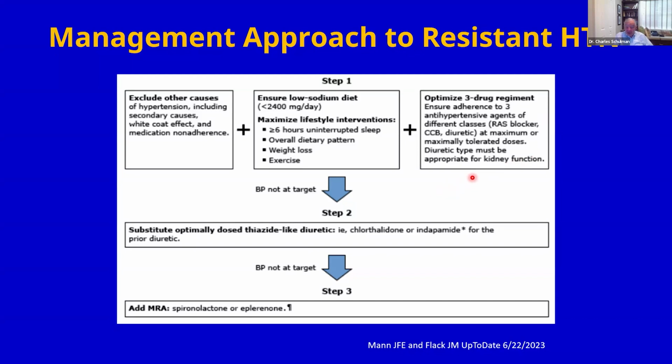The diuretic type must be appropriate for kidney function. If the blood pressure is still not at target, substitute chlorthalidone or indapamide for hydrochlorothiazide. If the blood pressure still is not at target, add spironolactone. Eplerenone is a second mineralocorticoid receptor antagonist. It's similar to spironolactone, except that it does not have the gynecomastia and hirsutism side effects.